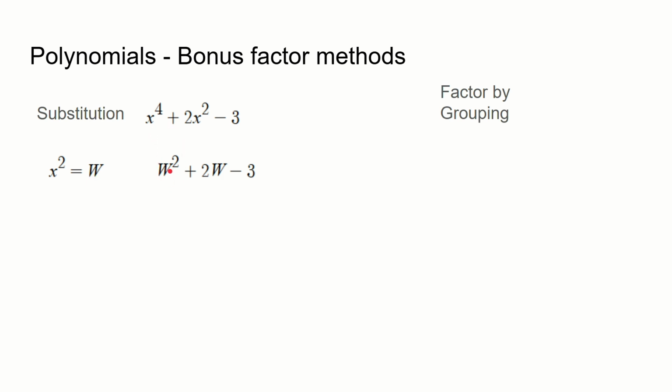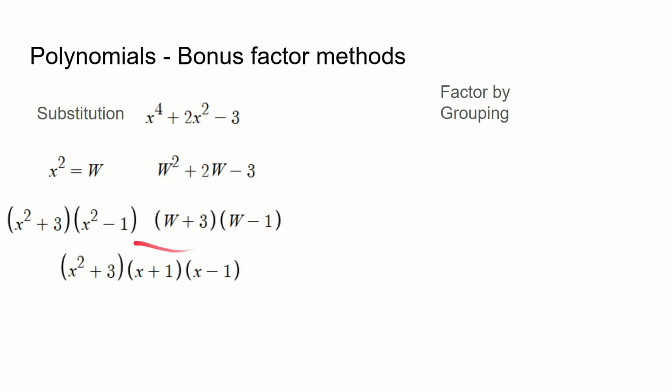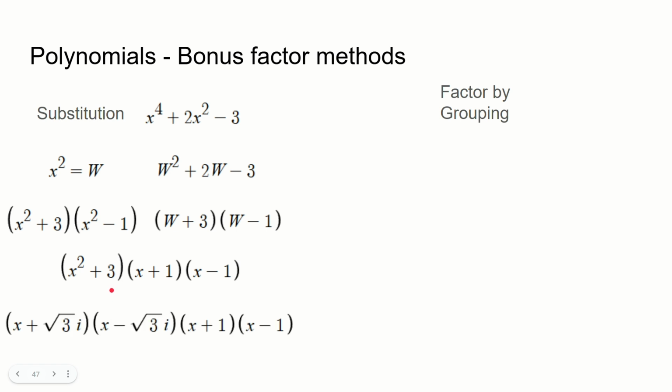We can rewrite it as w squared plus 2w minus 3, and then just solve for w, or factor it in terms of w, so it would just be this, and then put x back in to get us here. If we need to factor it further, we can. So first we could factor this x squared minus 1, that's a difference of squares. And then here, we couldn't technically factor it into real numbers, but we could factor it into imaginary numbers. So this would get us x plus the square root of 3i and x minus the square root of 3i, times x plus 1 times x minus 1.